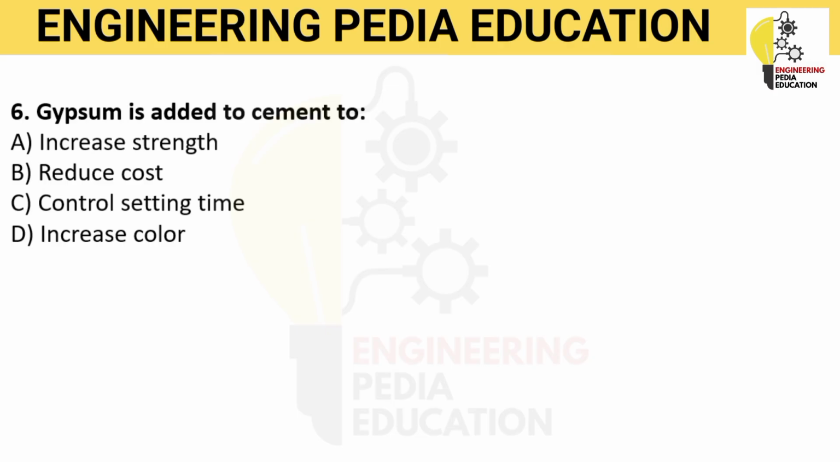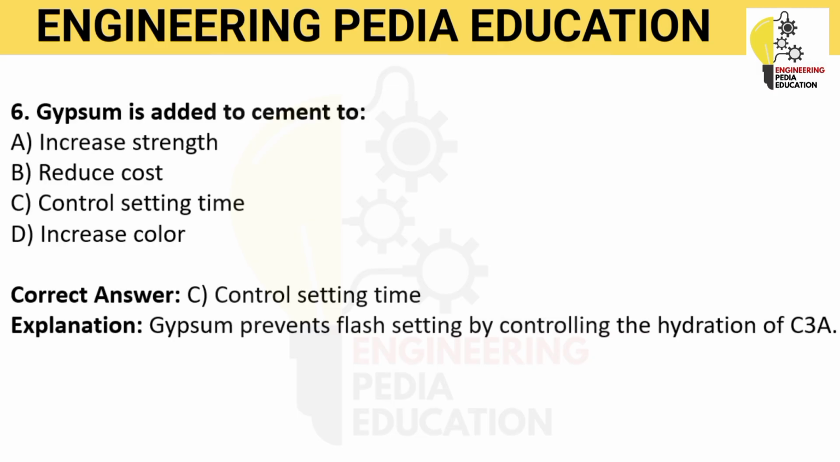Gypsum is added to cement to: increase strength, reduce cost, control setting time, increase color. So the correct answer is control setting time. Gypsum prevents flash setting by controlling the hydration of C3A.